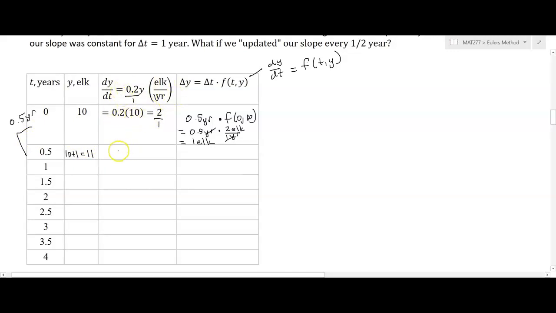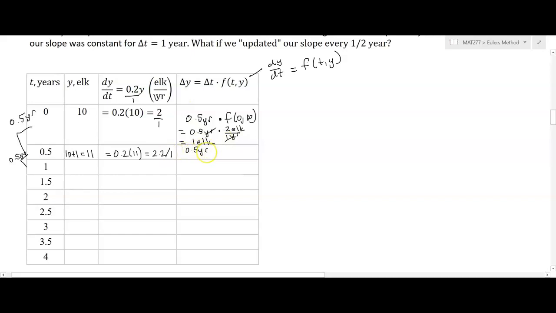Now I'm going to repeat the same process. I'm going to calculate 20% of, but now it's going to be 11. That's going to be 2.2 elk per 1 year. Again, that's 2.2 over 1. So to calculate the new slope, what I have to do is take my time step, which is half a year. By the way, these time steps shouldn't ever change abruptly. You should settle on a time step and stick with it all the way through. Otherwise, you get weird compounding of errors.